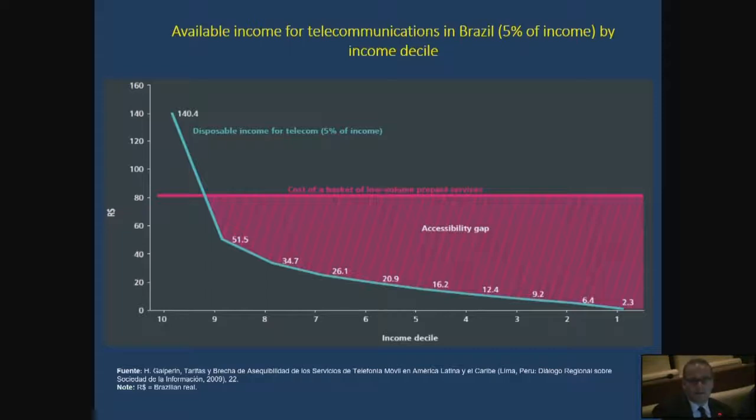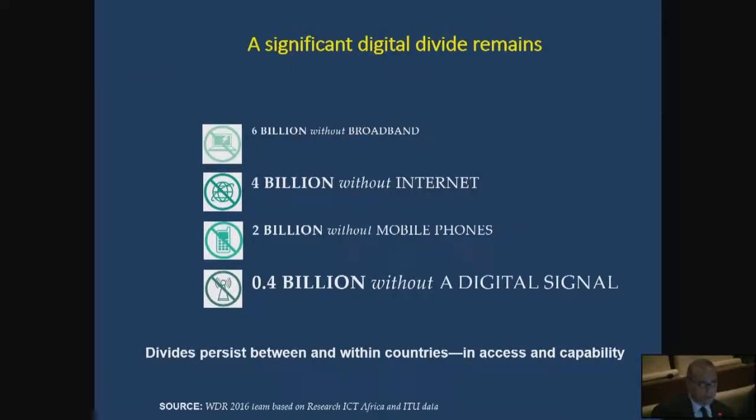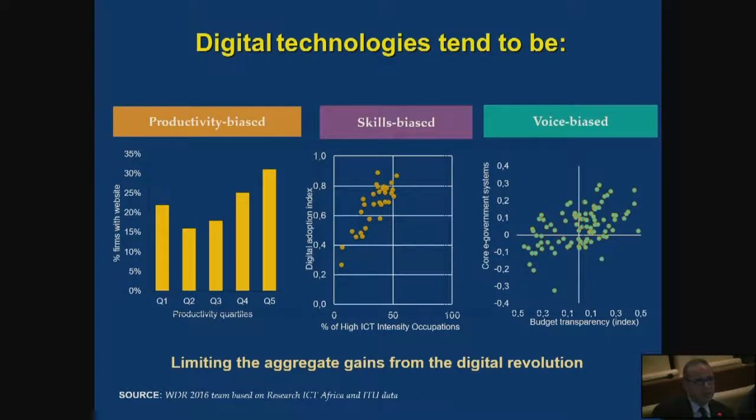So again, that creates an access gap, but that is a result of what is in place, of the structure of the market in place, and how you can regulate prices if needed, if there is no perfect competition, which in this industry, mostly, you are moving in an oligopoly market or close to a monopoly market. So the gap that we are observing in access is important. We have 6 billion without broadband, 4 billion without internet, 2 billion without mobile phones, and 0.4 billion without a digital signal.